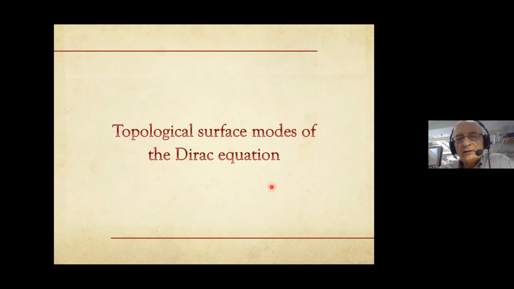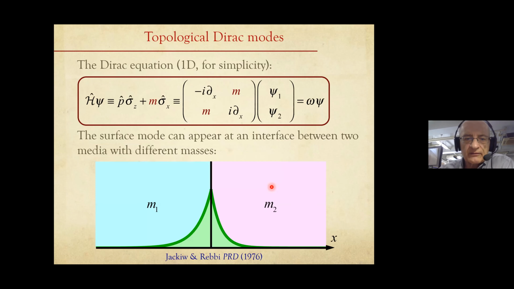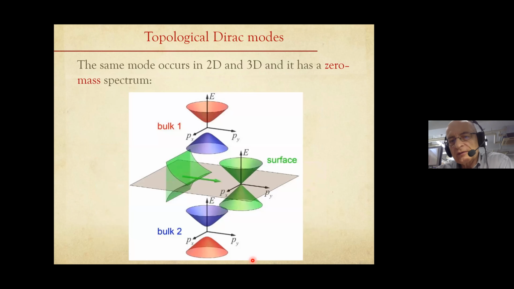So therefore, let's look at the topological surface mode of the Dirac equation. In this case, we have here momentum, mass M, and diagonal and off-diagonal terms. The surface mode can appear at the interface between two media with different masses. This is from Jackiw and Rebbi, from 1976. It's a very old result. The same mode occurs in 2D and 3D. That's a zero-mass spectrum at the edge.